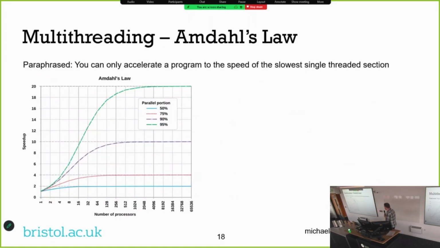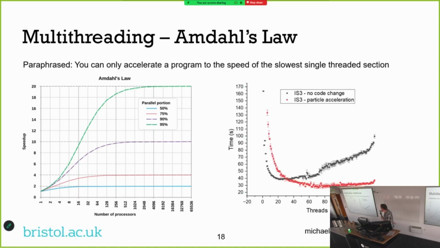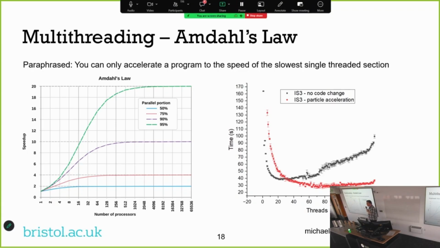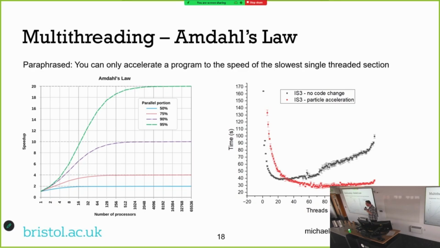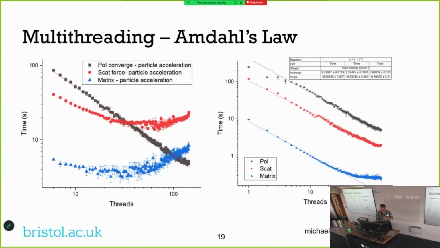And then you've got multi-threading. Basically, you can only accelerate a program to the speed of the slowest single-threaded section, which is a bit of an oversimplification, because you can also do this, where actually, as you throw more threads at it, it gets slower. Now, this is often due to overheads. It's when you're trying to do something single-threaded or not very well multi-threaded, but you keep throwing calls at it. And all you're doing is spinning up more and more usage without doing anything. But you can accelerate this.